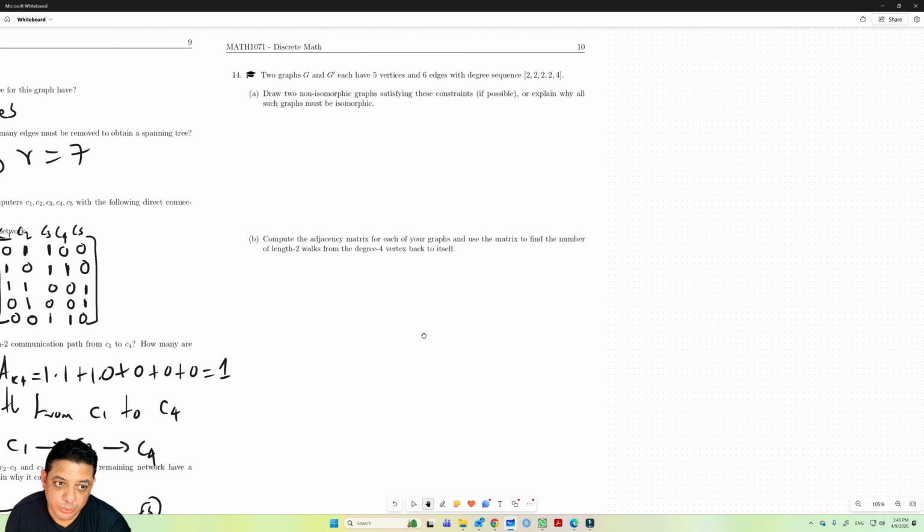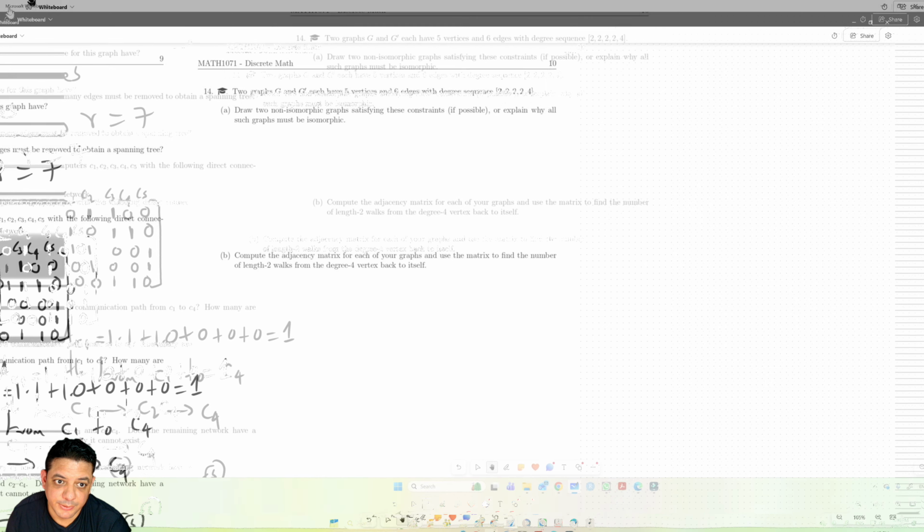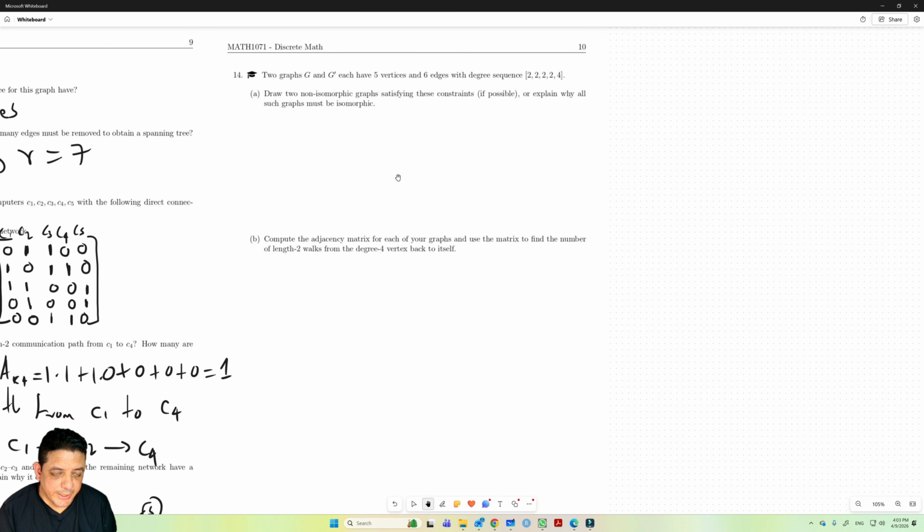Okay, question 14. All right, now in question 14, we have two graphs G and G prime with 5 vertices and 6 edges with degree sequence 2, 2, 2, 2, 4. We want to, A, draw two non-isomorphic graphs satisfying this constraint if possible, or explain why all such graphs must be isomorphic. Well, the real thing here is that all these graphs are going to be isomorphic. There's not going to be an opportunity that they're not.